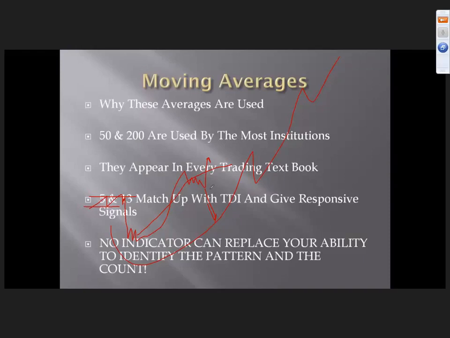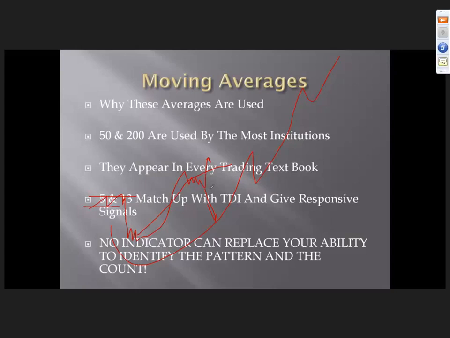Look, the 50 and 200 are used by most institutions. They use them on the daily chart. They use SMAs. I even think that Barron's newspaper that comes out uses the 50 and 200 chart with a MACD or something. You guys read that stuff. They appear in every single trading textbook I've ever looked at. And the 5 and 13 just so happened to match up with the TDI and give pretty responsive signals for what we're looking at to help the touches and see where the stop hunts come in.